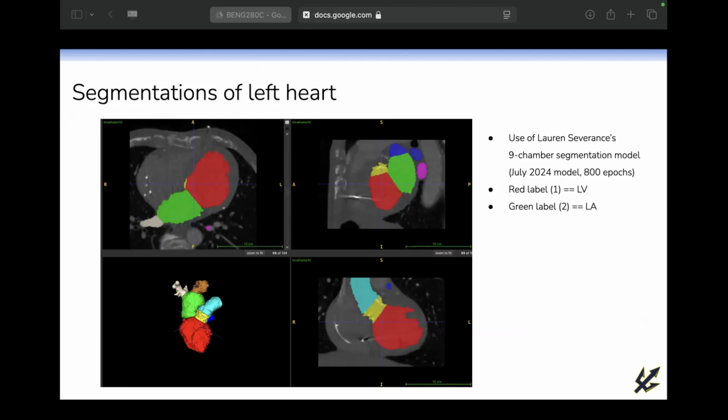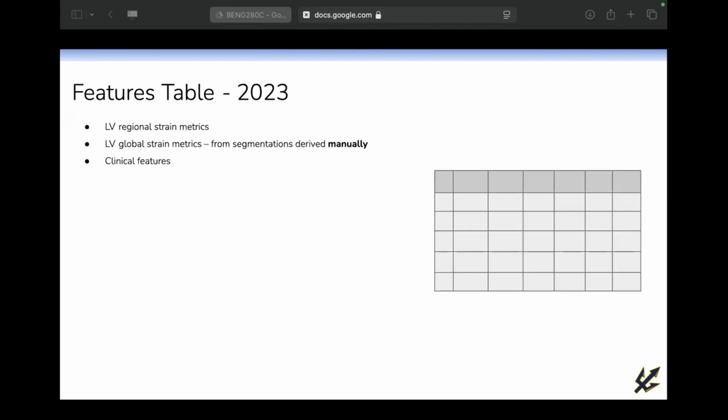Individuals, the red corresponds to the left ventricle and the green corresponds to the left atrium. So you can see here the 3D rendering of one of the time points. Again, the red, the largest, is the left ventricle, and the green is the left atrium. And yeah, pretty good results.